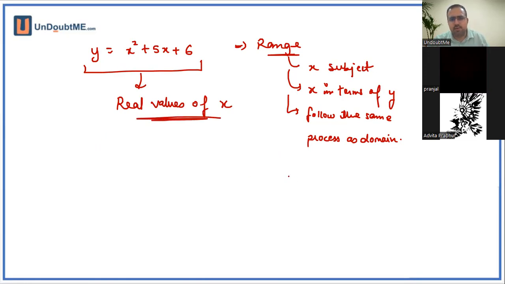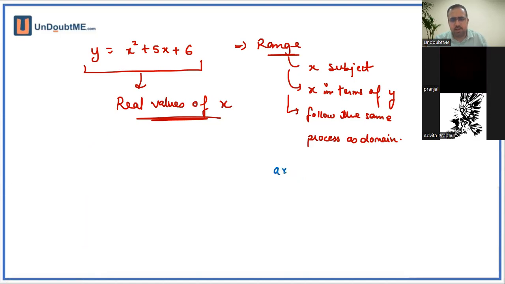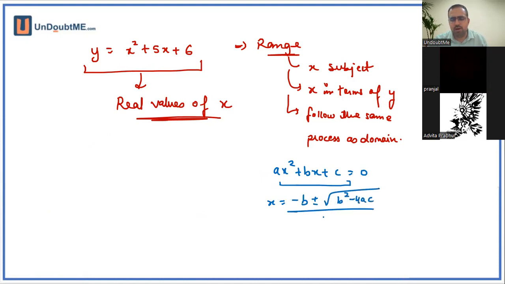about a quadratic we have one concept. Let me first write that. If ax square plus bx plus c is equal to 0 is a quadratic equation, then we have x is equal to minus b plus minus square root of b square minus 4ac by 2a. Are you guys aware of this formula?